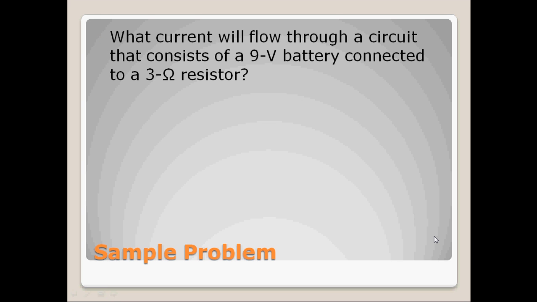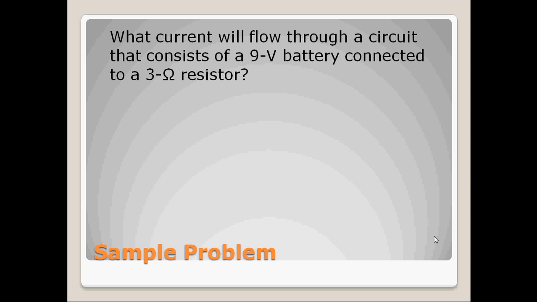Now, to practice using Ohm's law, a simple sample problem. We've got a circuit set up with a 9-volt battery. Along that circuit, we've got a 3 ohm resistor. We want to figure out then what is the current traveling through this circuit? How quickly are our charges going to flow from one side of the battery to the other side of the battery?